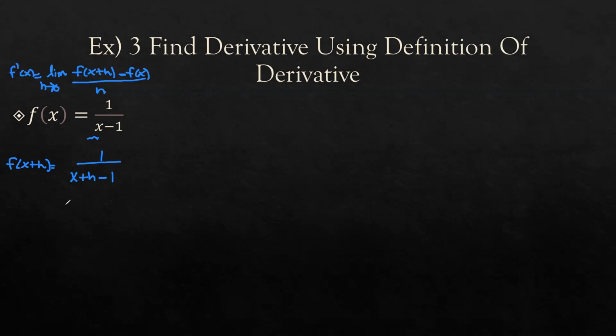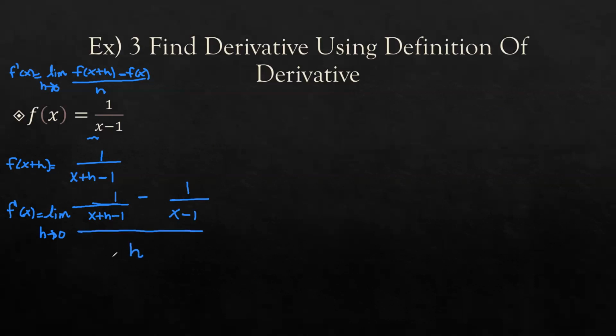That's pretty much it. So now we could set it up as f prime of x equals the limit as h approaches 0, and then it's f of x plus h, so it's 1 over x plus h minus 1, minus f of x, which is 1 over x minus 1, all over h. So we have what's called a complex fraction.